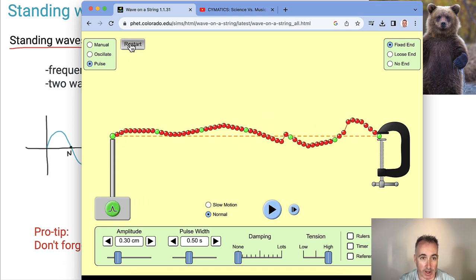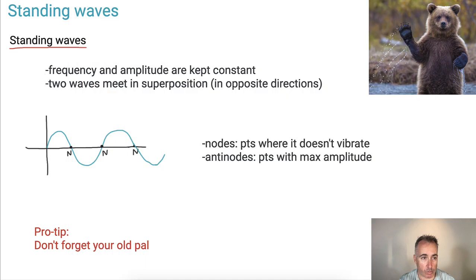So standing waves are formed when a couple of things happen. First of all, you can form them as long as you keep your frequency and amplitude unchanged while you're doing this. And two waves must meet in superposition in opposite directions. So keep in mind, it's two different waves. Watch my hands here: two different waves meeting and superposing like this, going back and forth. The result of the superposition is that it looks like the wave goes up and down like this. It doesn't. It's actually two different waves like this.